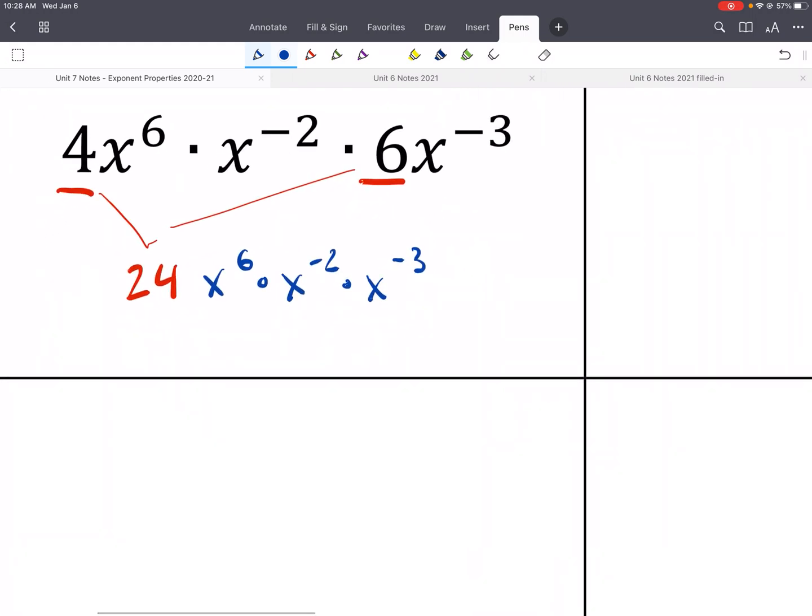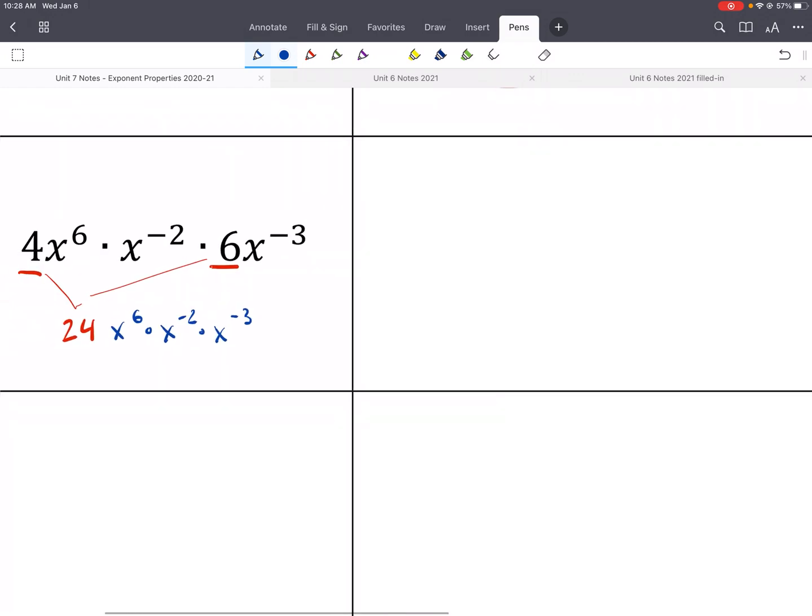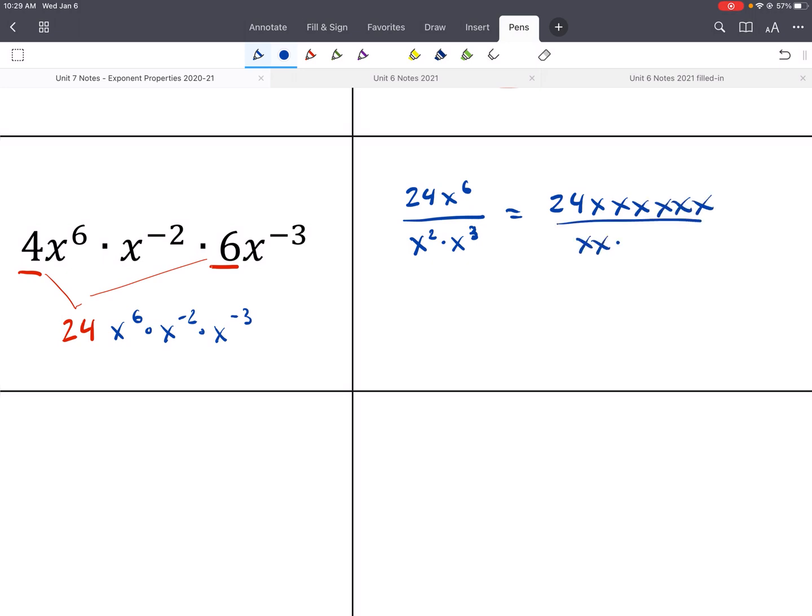So if you expand it, you need to change those negative exponents to positive exponents. If you do that, we'll still have our 24x to the 6th. And then we'd need to bring down our x to the positive 2 and x to the positive 3. So again, bring them to the bottom and change their sign. Then we could expand. Okay, and then we could cancel top and bottom, and that would just leave us with 24x.